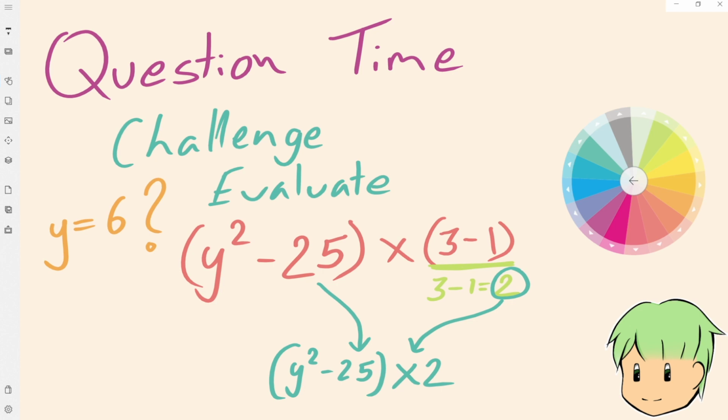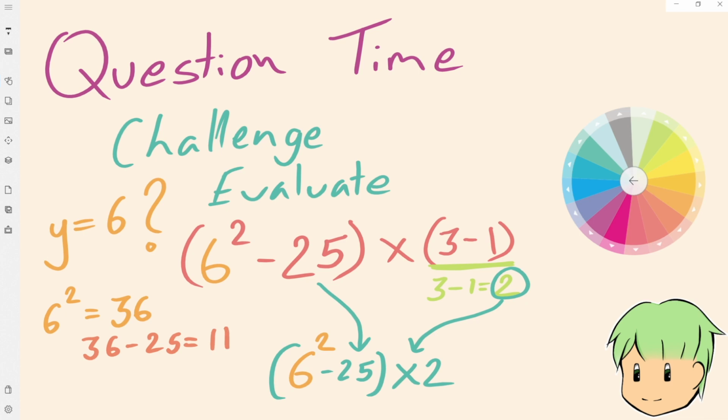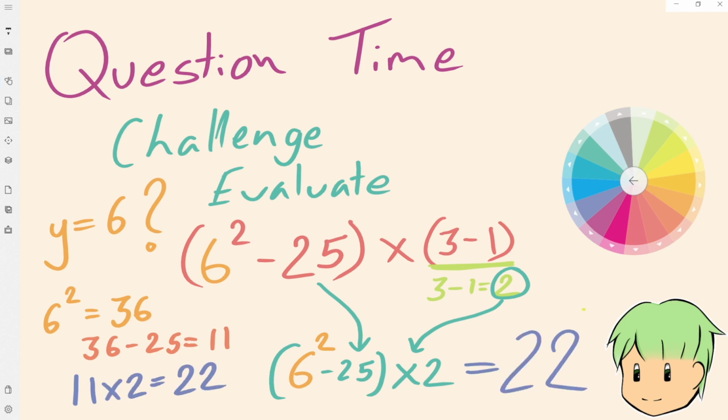If y equals 6, then y squared minus 25 becomes 6 squared minus 25 because you're just replacing the y with a 6. First in the order of operations is the exponent. 6 squared is 6 times 6 or 36. Then 36 minus 25 is 11. At last, we multiply the answers to both brackets to get 11 times 2 or 22.